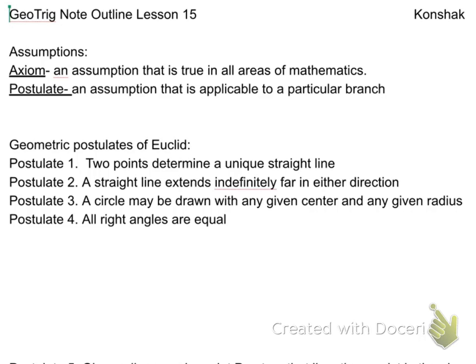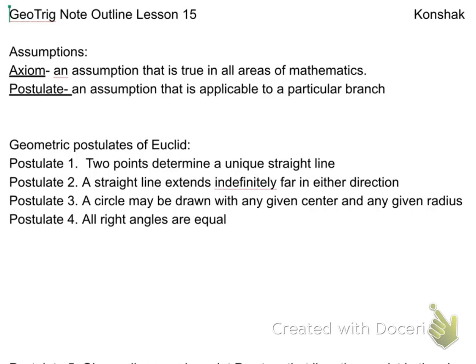So, first up is the assumptions. An axiom is an assumption that is true in all areas of math, whereas a postulate is particular to a branch of math. Some of them cross into a couple that we know, and others are more for your algebra or more for your geometry. Not really all that important for what we're doing today.